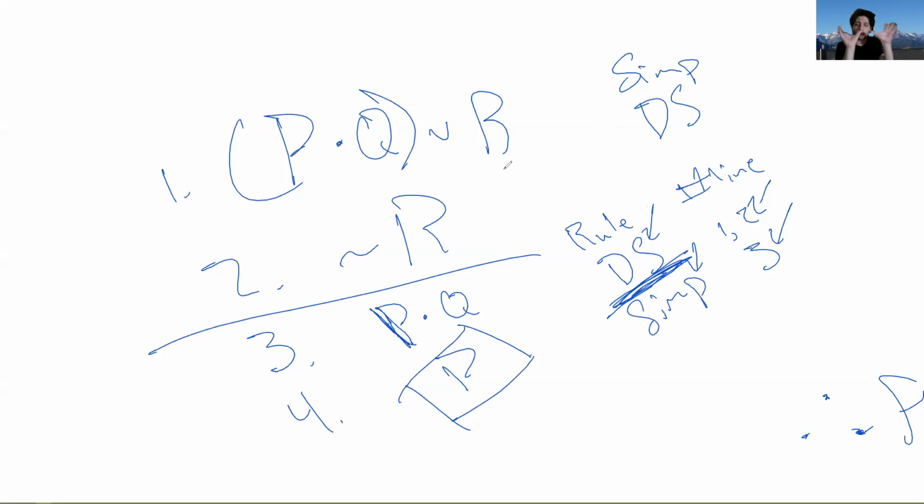Right, and so simp and DS are going to be two of your most useful tools. DS lets you take this or, and then if you can rule out one side, you get the other side. That's going to be very useful. It's like a process of elimination. And then simp is, okay, you're talking about a lot of things. Let's just narrow it down to talk about one thing. As we go through examples, it'll be more and more clear what these things are good for. Okay, so that's simp and DS. Those are two of our most simple rules.